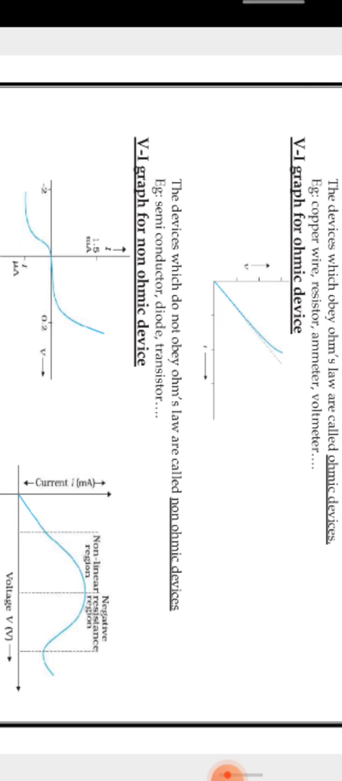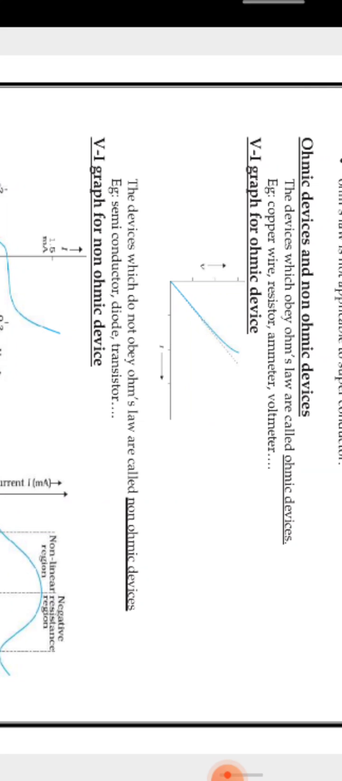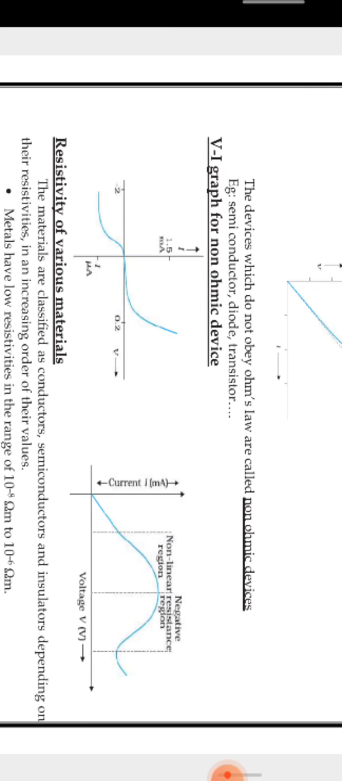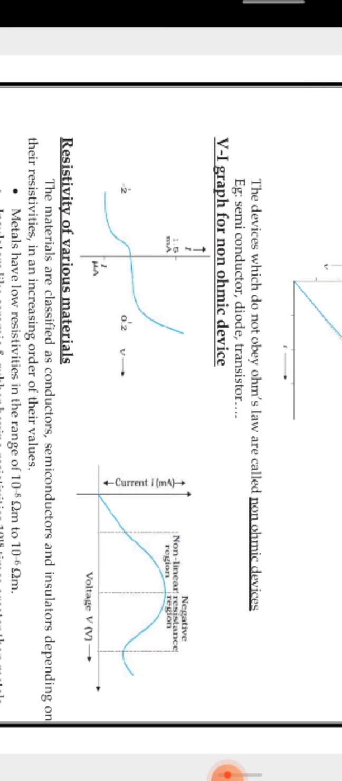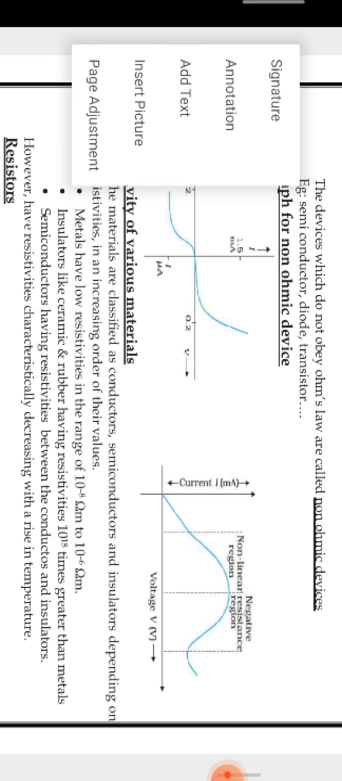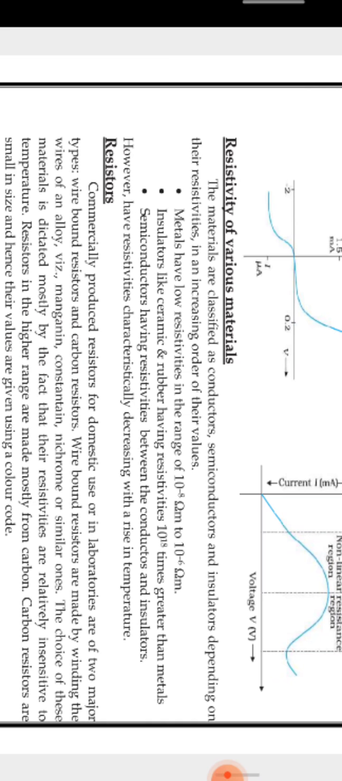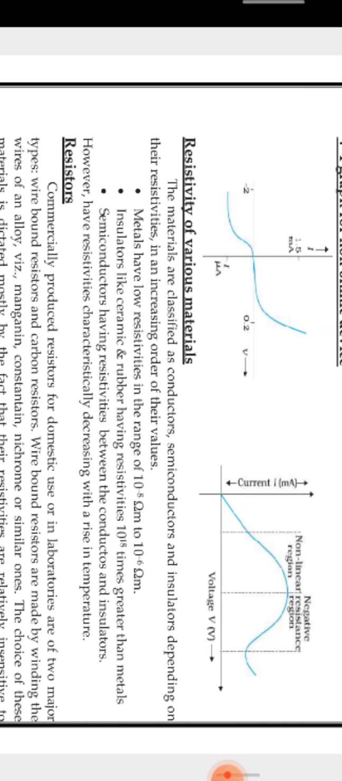Thereafter, ohmic devices and non-ohmic devices. The devices which obey Ohm's law are said to be ohmic devices, for example conductors, resistors, ammeter, voltmeter. Their graphs are also given. The devices which do not obey Ohm's law are called non-ohmic devices, for example semiconductor, diode, transistor. Related to them there are also some values given.